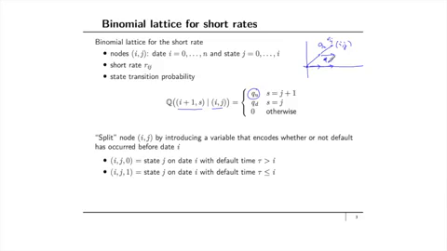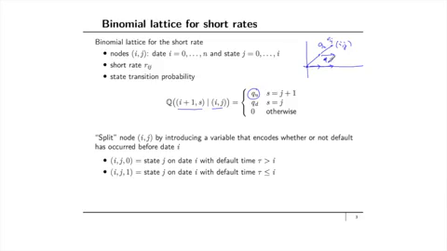Now, in order to model default, we are going to split the node ij by introducing a new variable that encodes whether or not default has occurred before date i. ij0 will denote the fact that the state is j on date i and the default time tau is greater than i, which means that at date i, the default has not happened. ij1 will encode the fact that the system is in state j on date i and the default has already occurred at some point before i. And when I say before, I mean it includes i as well.